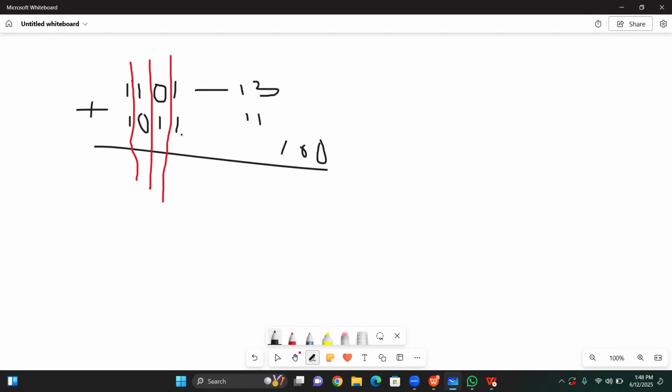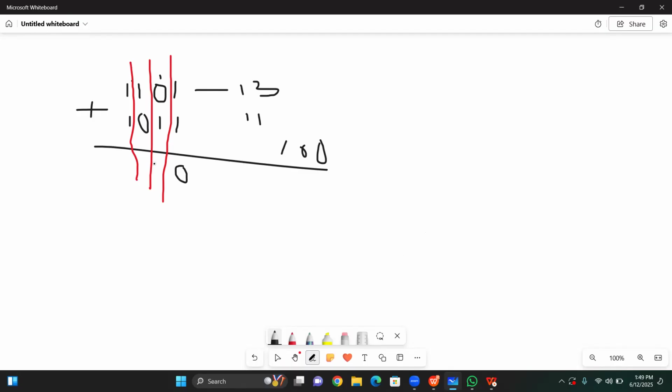1 plus 1 will give us 2, and we cannot represent that because we can only represent zeros and ones in binary. So we say 2 divided by 2, because 2 is the base, will give us 1 remainder 0. We write the remainder here, which is 0, and carry the quotient. We take this one and put it here. So 1 plus 0 will give us 1. This is now 1.